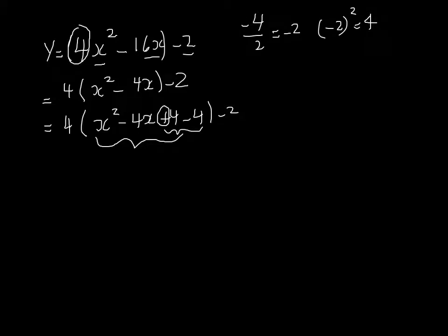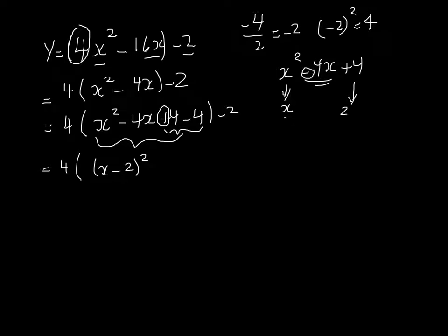X squared minus 4x plus 4. I can write the first 3 terms as x minus 2 squared. The reason is that if you look at x squared minus 4x plus 4, the square root of x squared is x, the square root of 4 is 2. Now 2 times 2 is 4 times x is 4x, which is going to give you this middle term.